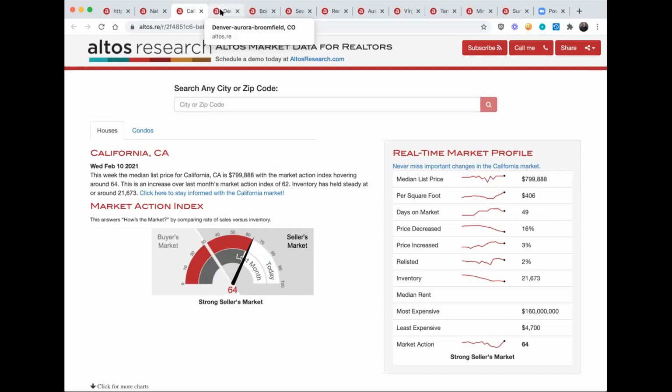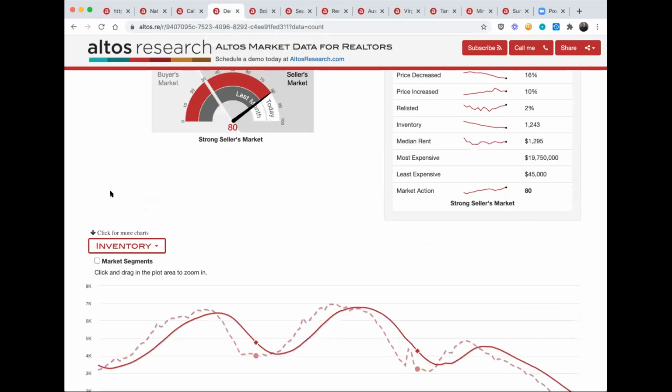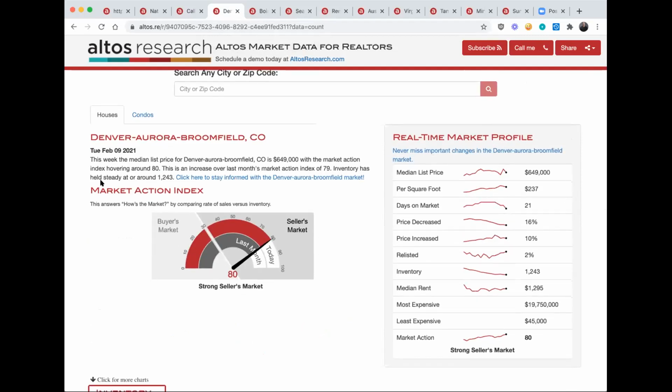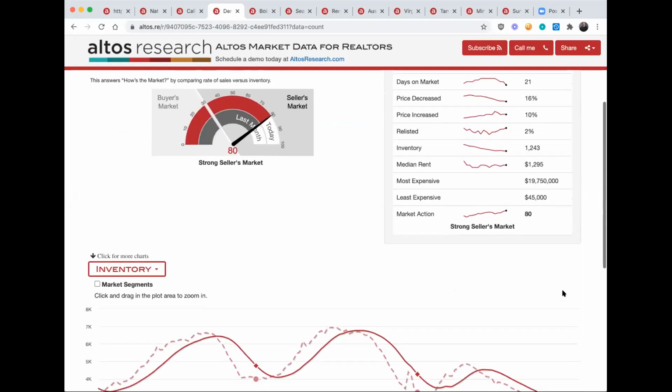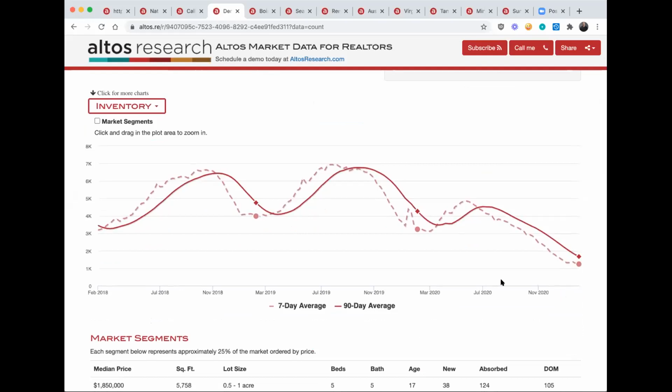Let's look at some of the hottest markets in the country: Denver, Boise, Seattle, Austin. Here's Denver. Denver, at 80 on the market action index, is just about as high as you can go. 100 is the highest in the market. This is all of the Denver metro area. Median days on market is down to 21 days, meaning half the properties are going faster than that. There are significantly more price increases in Denver than in California. 10% price increases is pretty high, but you're going to see it's not the highest that we've got around the country right now.